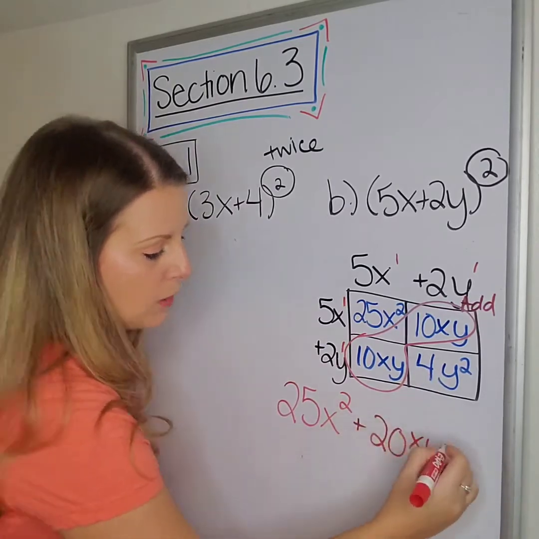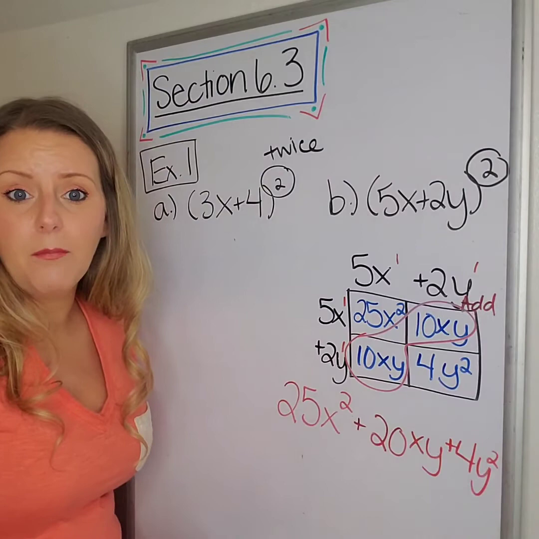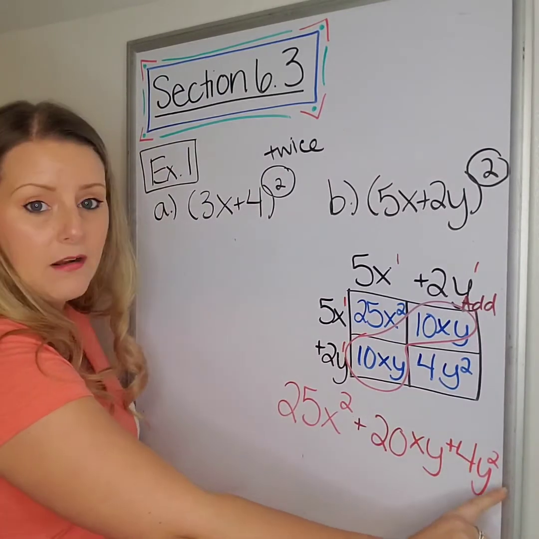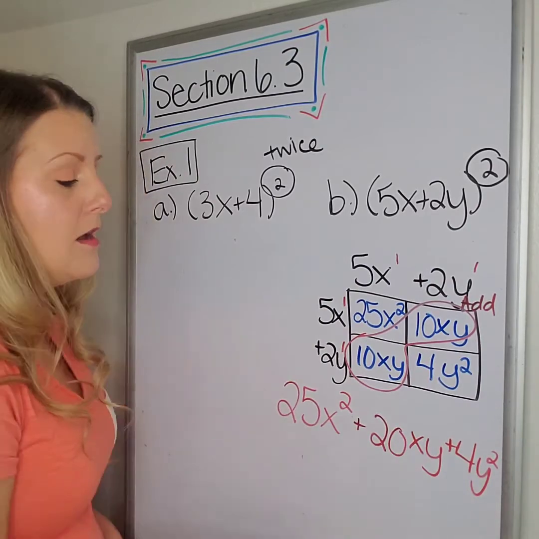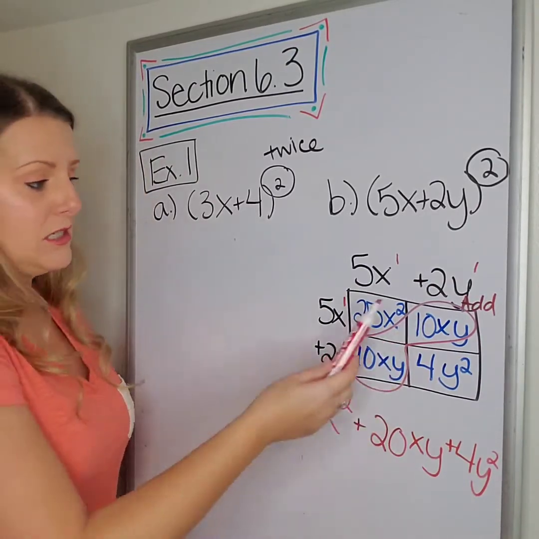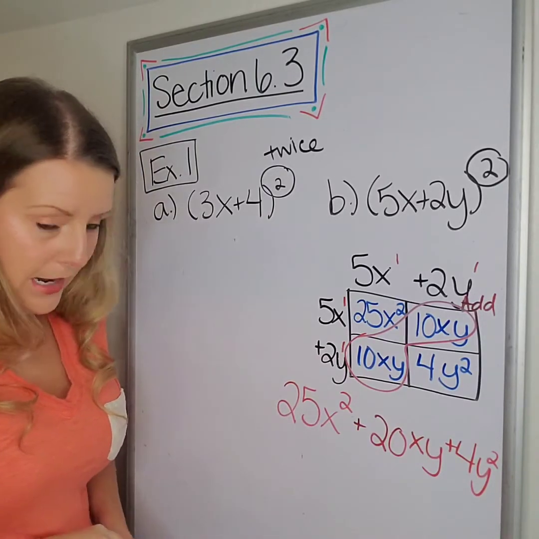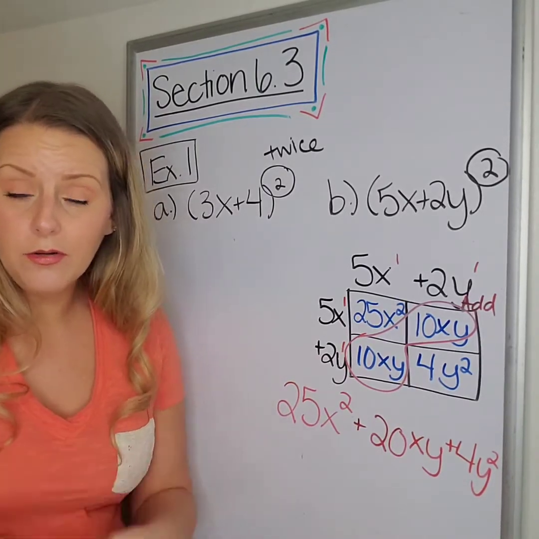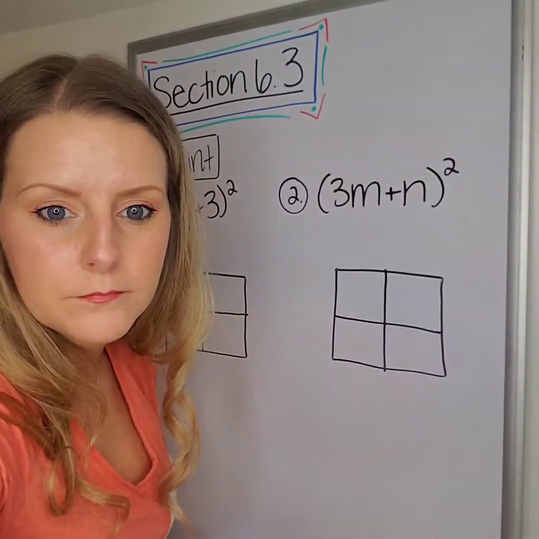And then this last one, we're just going to write plus 4y squared because there's nothing to buddy up with that. Now, this is our final answer. So make sure that you don't just have this, but you have the final answer. And this is also a double diagonal. 10 plus 10 doubled to 20. Okay? So now I'm going to give you a couple to try on your own and see if you're understanding that. So we'll come back with a checkpoint in just a second.